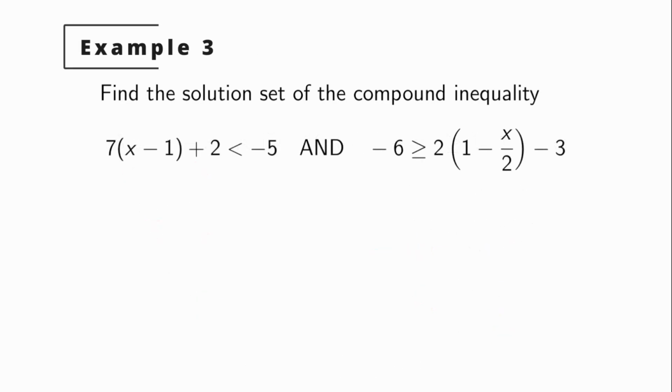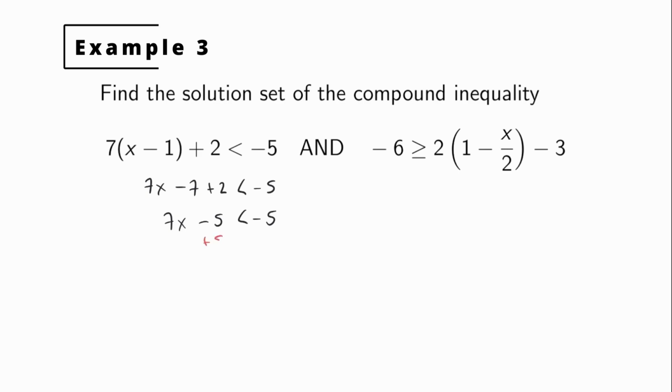Example 3. All right, over here we start by simplifying both sides of the inequality. So we distribute that 7, we get 7x minus 7 plus 2 is less than -5. So I have 7x minus 5 is less than -5. If I add 5 to both sides now, I get 7x is less than 0. Dividing both sides by 7, we get x is less than 0.